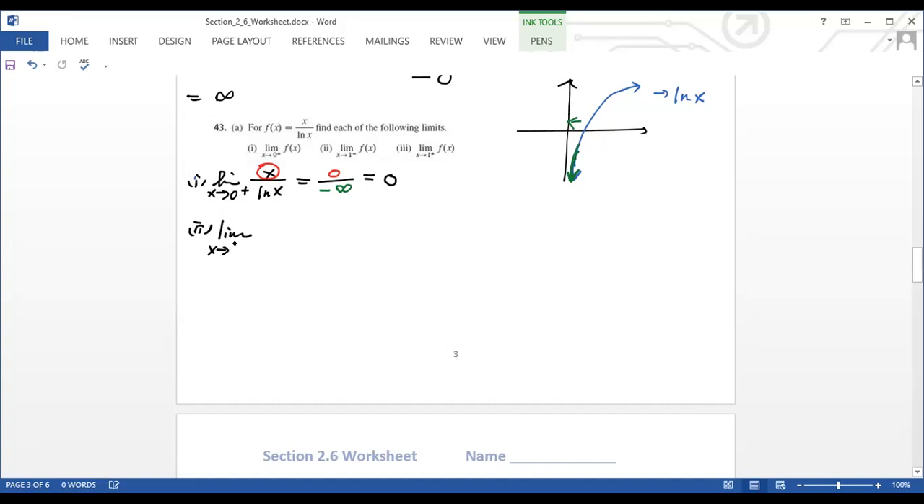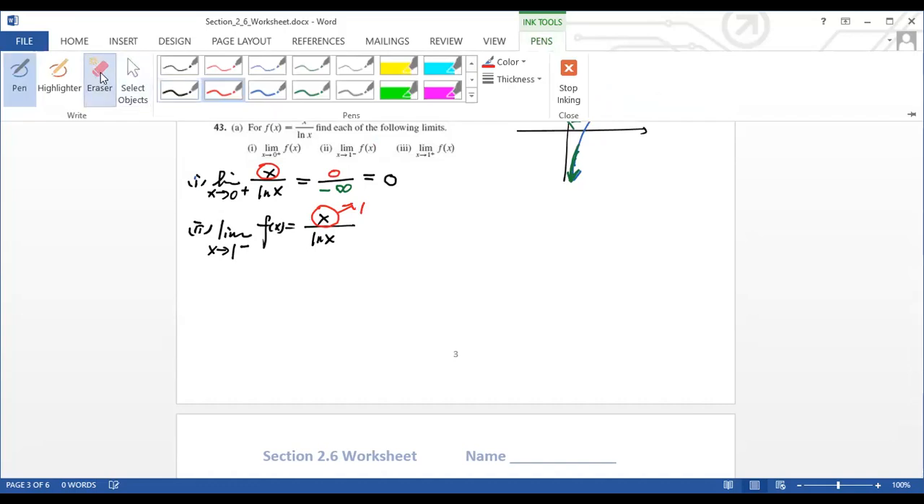Okay, so now let's take a look at x approaching 1 from the left-hand side here. This is interesting. So this is the natural log of x. The same way as here, x approaches 1 from the left-hand side. What does this number approach? This number will approach 1, correct?